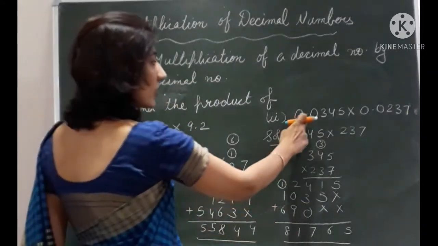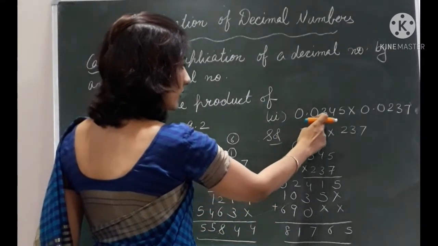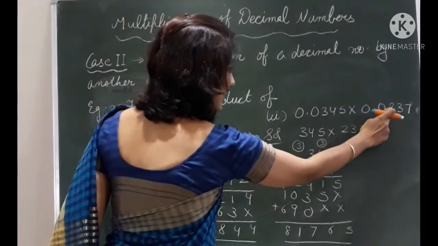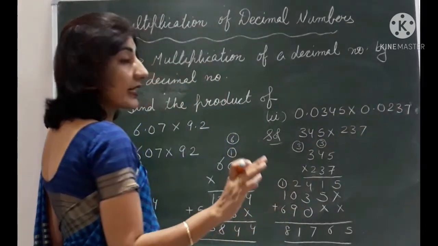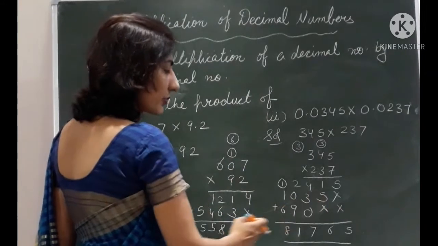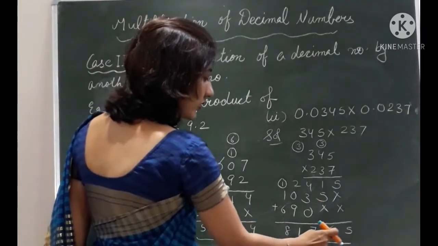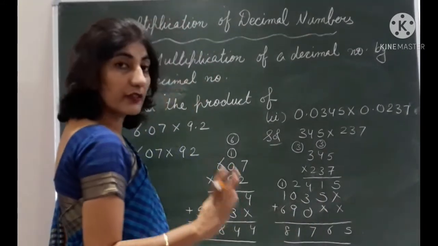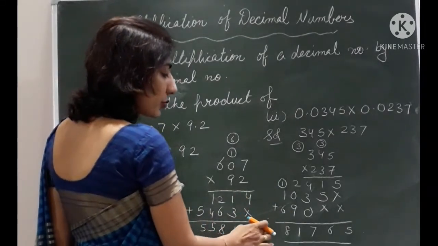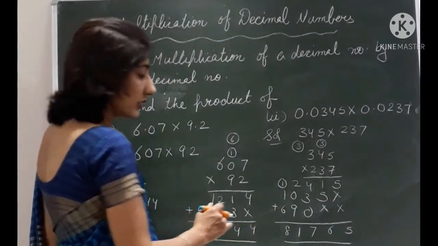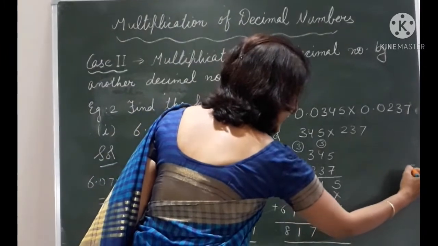Now we have to count the number of digits after the decimal: 1, 2, 3, 4, 5, 6, 7, 8. So there should be 8 digits after the decimal. Starting from the right hand side, if I count here 1, 2, 3, 4, I have only 5 digits. So what will I do? 3 more zeros I will add and then I put the decimal.